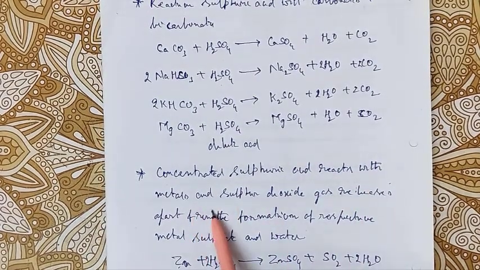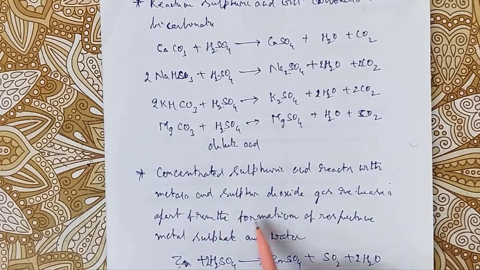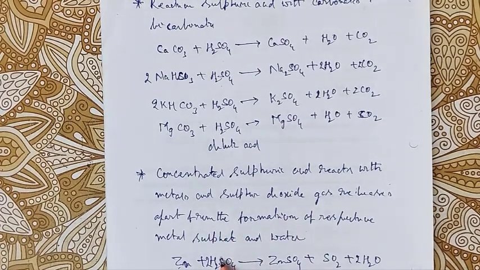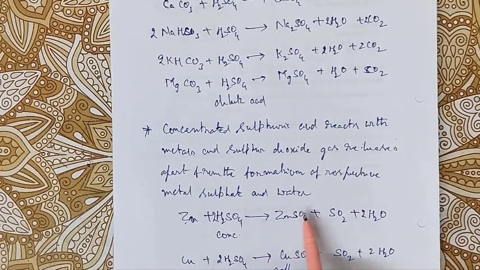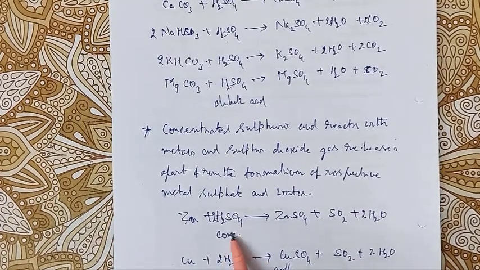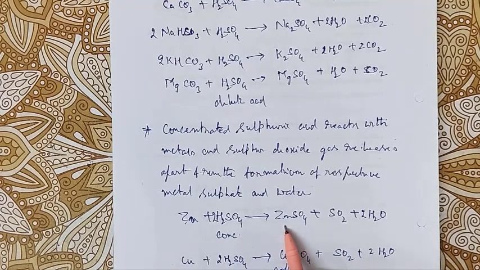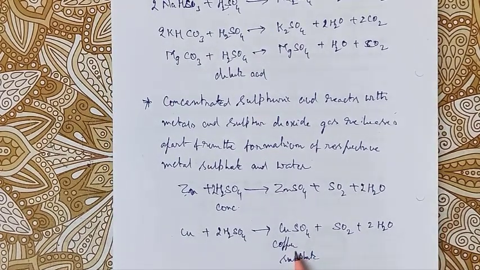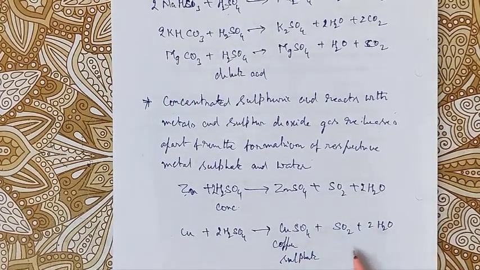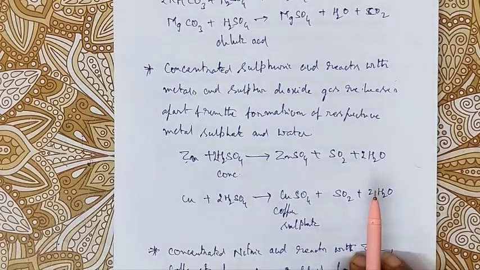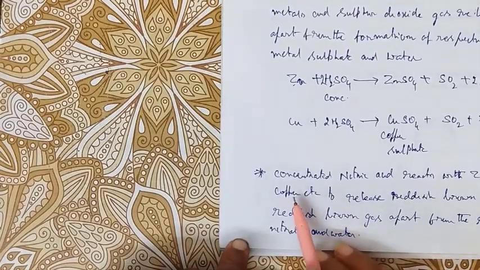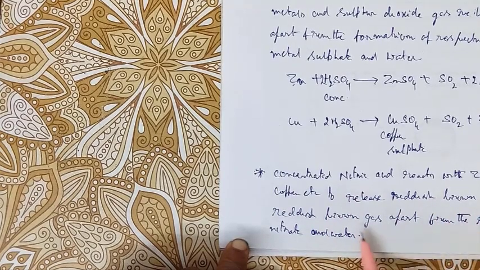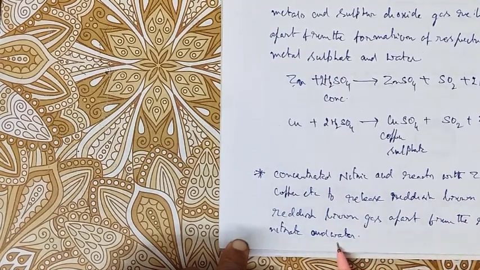Concentrated sulfuric acid reacts with metals to give sulfur dioxide gas, and the respective metallic sulfate is formed apart from water. So zinc plus concentrated sulfuric acid gives zinc sulfate, sulfur dioxide and water. Copper reacts with concentrated sulfuric acid to give copper sulfate, sulfur dioxide and water. This sulfur dioxide gives a characteristic suffocating smell, that is the sulfur burning smell. Similarly, concentrated nitric acid reacts with zinc, copper, etc. to release a reddish brown gas, that is nitrogen dioxide, apart from the respective nitrate and water.